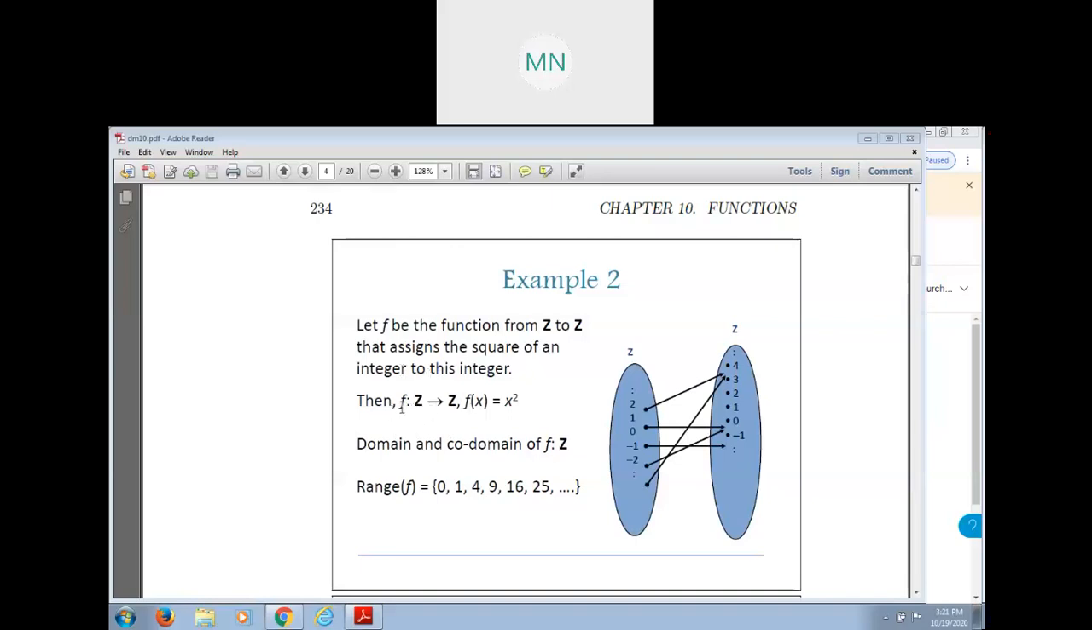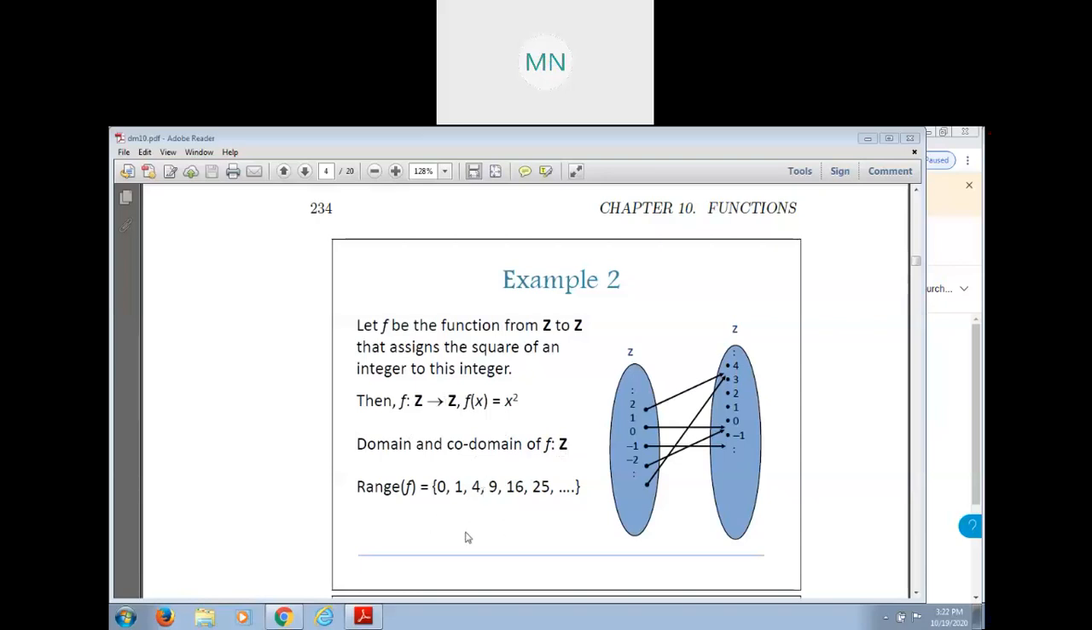Here this function is defined from Z to Z, so the domain of that function is Z, and the second set gives the codomain of that function. So the codomain of this function is also Z. Is it clear? Yes, ma'am. Okay, then next try to find the range.